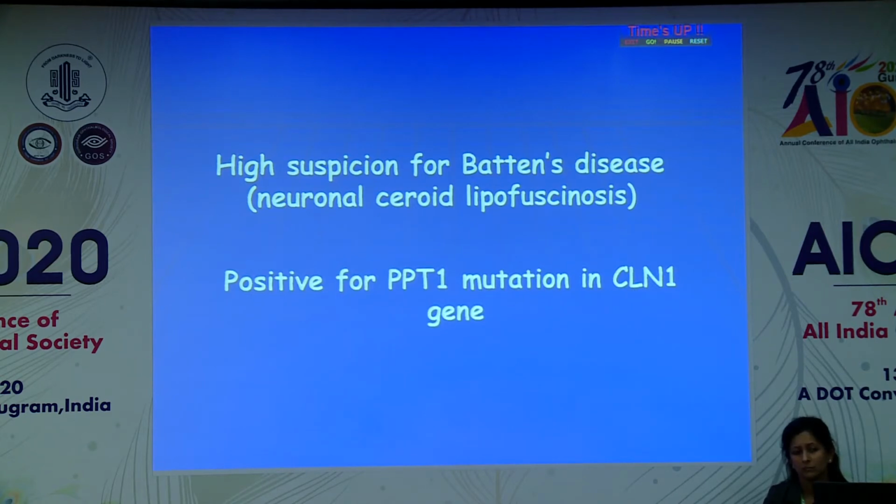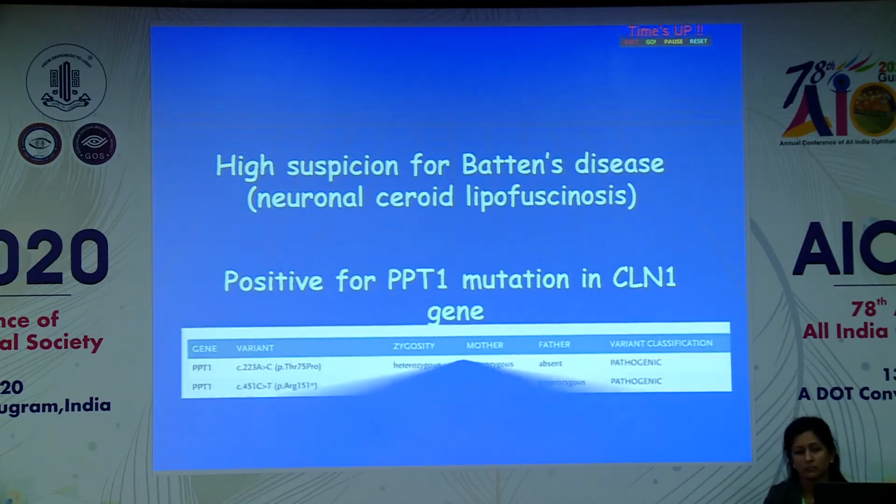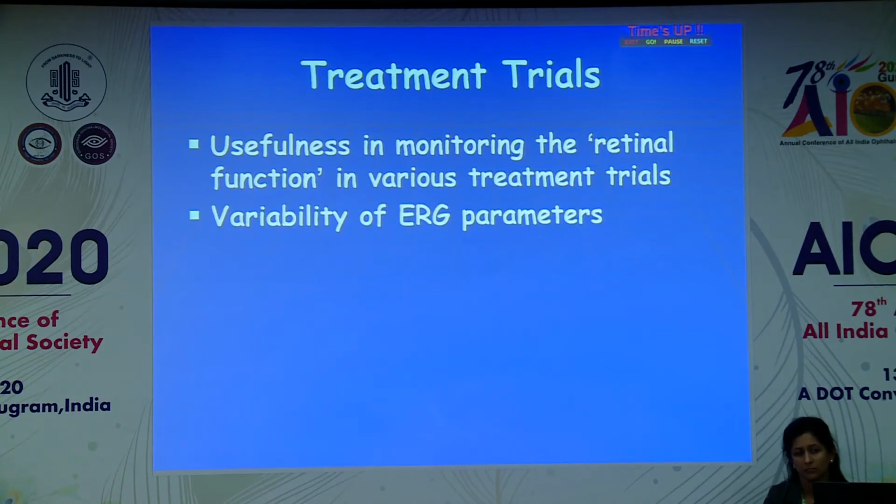Patient did turn out positive for PPT1 mutation in the CLN1 gene with the following variants. Very important to identify Batten's disease because it's a fatal disease. Most of these children do not live beyond teenage years, so the parents need to know that. It was sad. Actually, this came out just last week, and I thought of including this in the presentation. So again, ERG was very, very important in this.